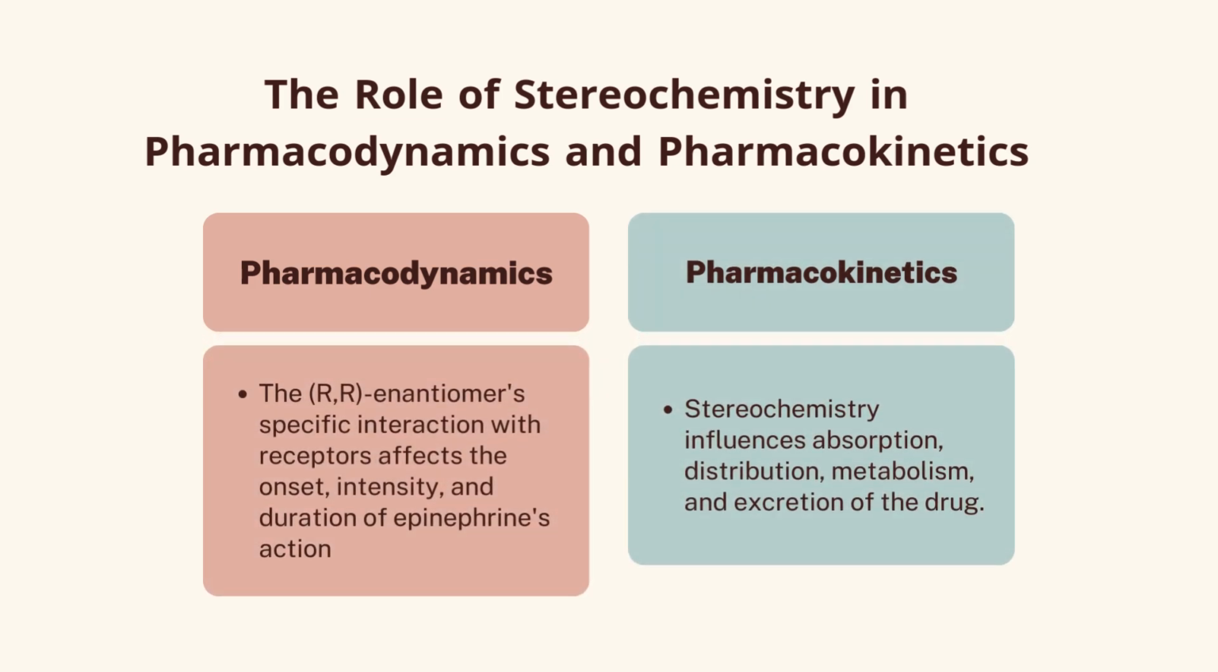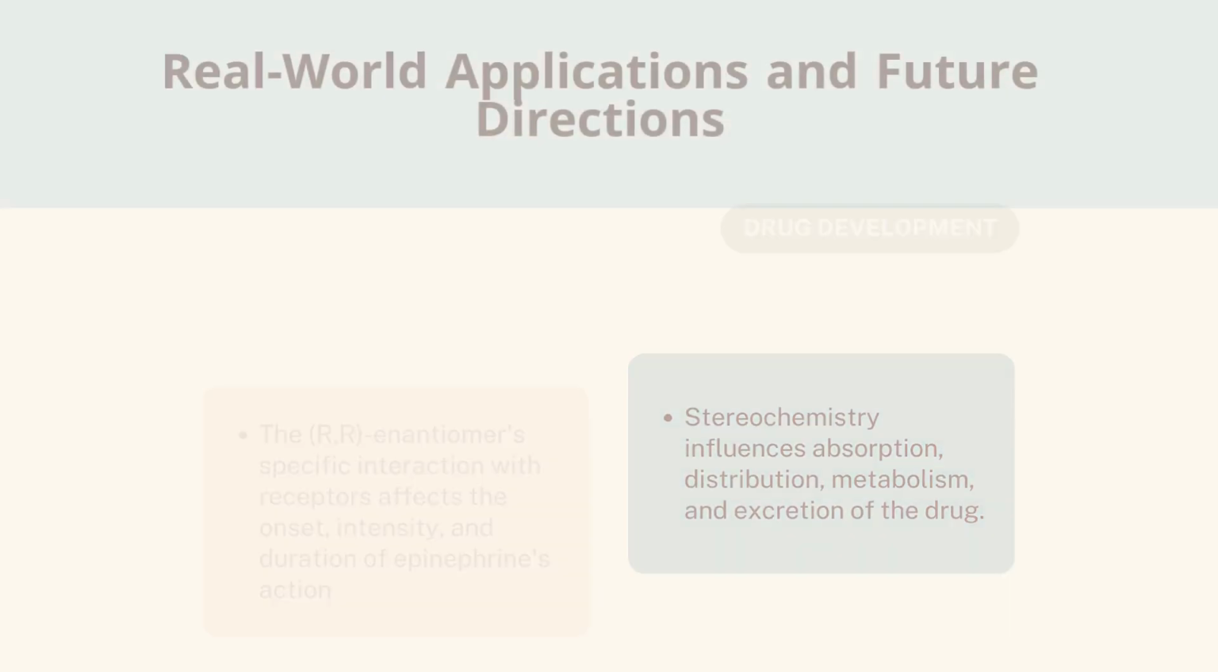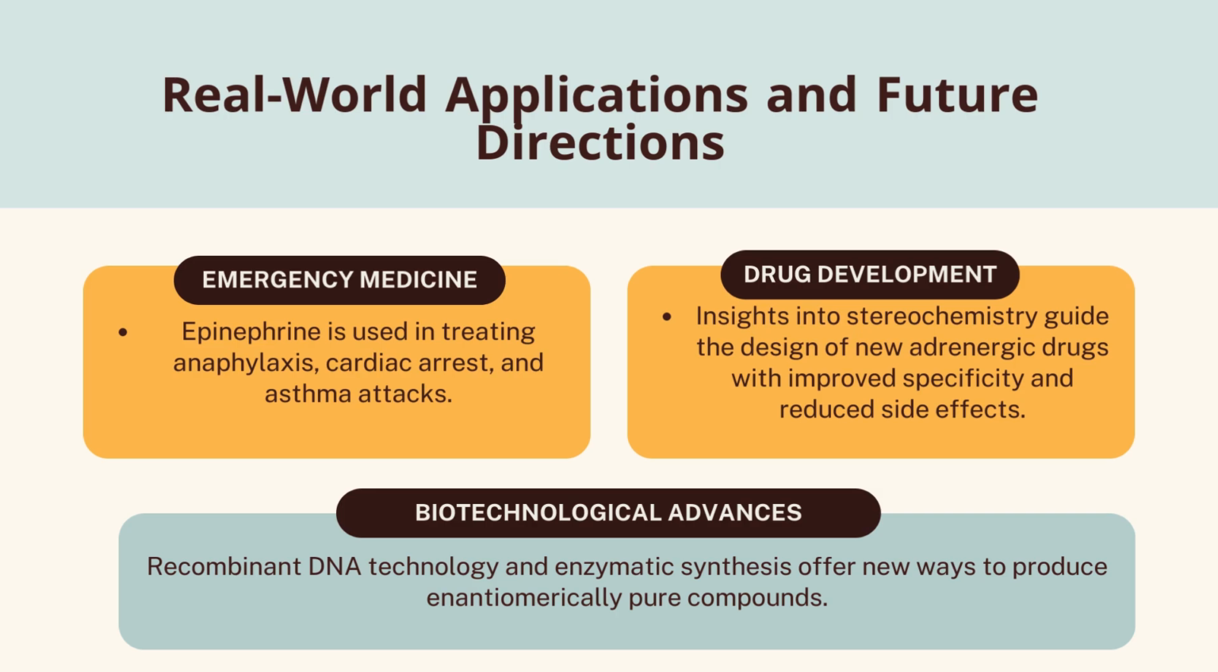Pharmacodynamics. The RR enantiomer's specific interaction with receptors affects the onset, intensity, and duration of epinephrine's action. Pharmacokinetics. Stereochemistry influences absorption, distribution, metabolism, and excretion of the drug. Emergency medicine. Epinephrine is used in treating anaphylaxis, cardiac arrest, and asthma attacks. Drug development. Insights into stereochemistry guide the design of new adrenergic drugs with improved specificity and reduced side effects.